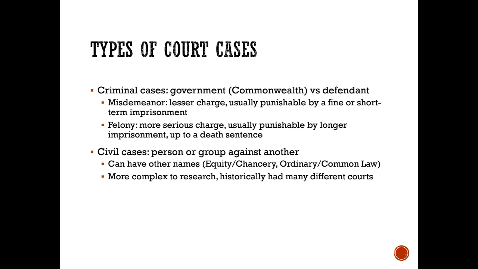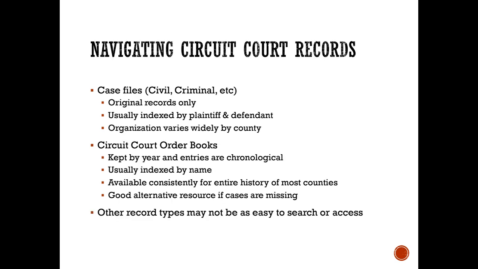Civil cases is where it got a little complicated because people can have a lot of reasons for suing each other. So these can go by a lot of different names like equity or chancery or ordinary or common law. These are all very common names for different types of courts or different types of lawsuits that could happen in civil cases. So in general, civil cases are much more complex to research, and historically there were a lot of different courts that these could be in. So keep in mind these different names when you're doing your research, because they do actually come up. In general, though, we're just going to refer to them as civil cases going forward, just for simplicity's sake. So important to keep in mind.